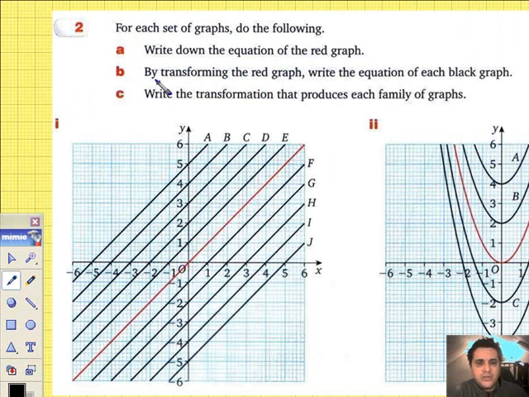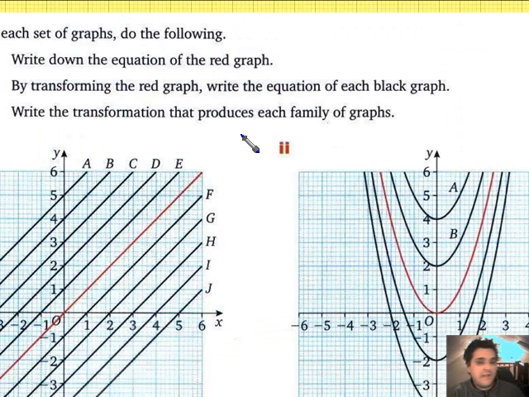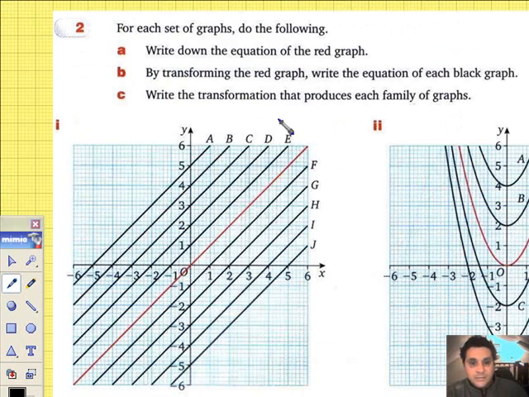And then I've got to do a transformation of the red graph and write down the equation of each of the black graphs. So all these black graphs are transformations of the original red graph. And then I've got to write down the transformation that produces each family of graphs. Okay, not a difficult thing. So look at the red one, 1 1, 2 2, 3 3, 4 4. So essentially the red one's going to be y equals x, straightforward.